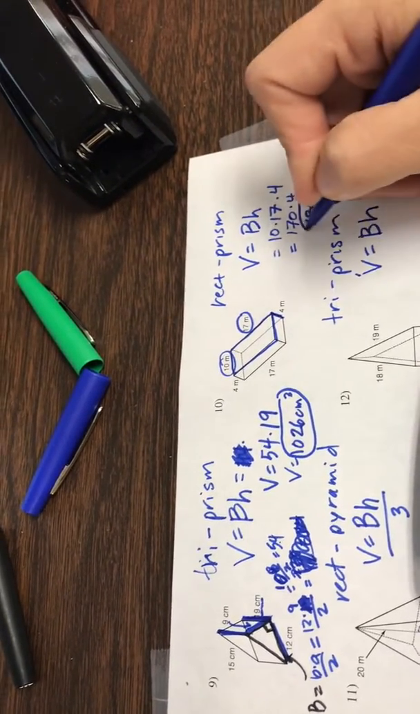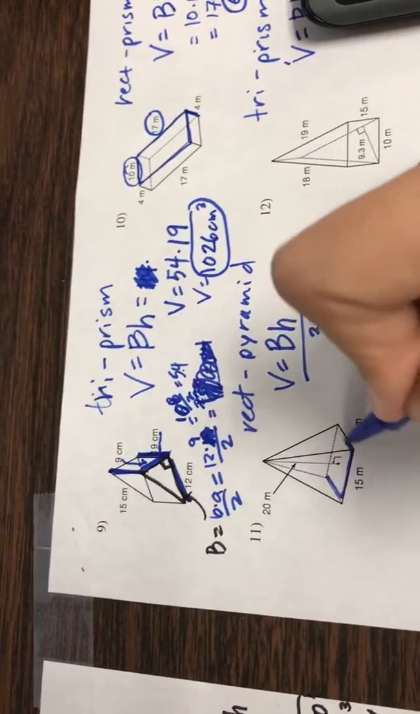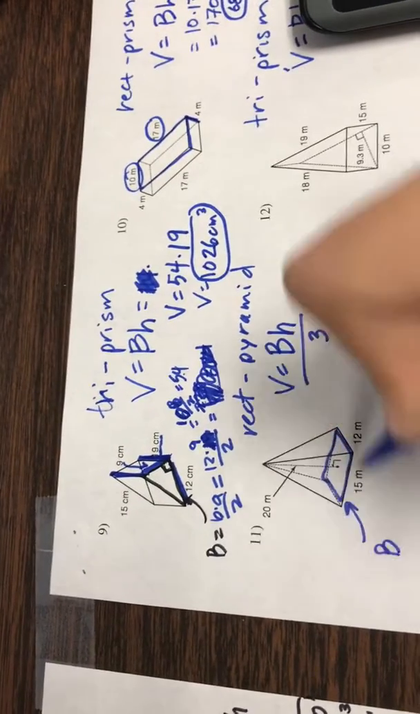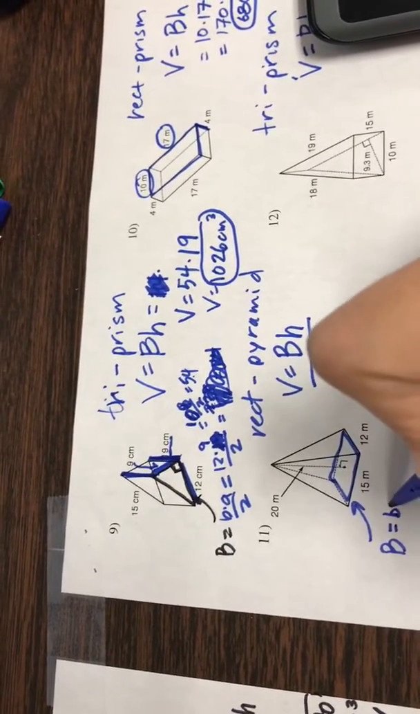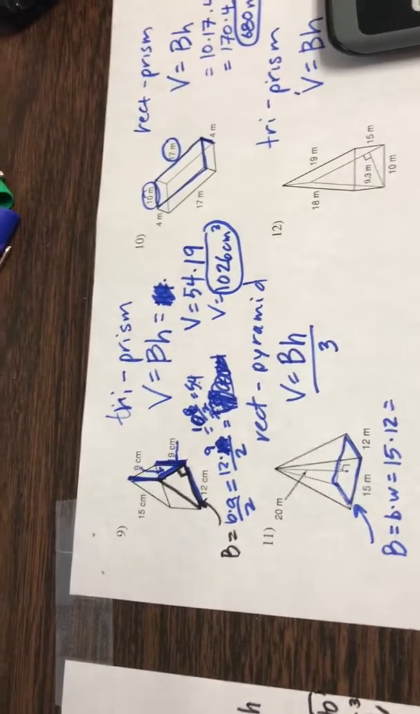680 meters cubed. Awesome. Now going to question 11. The area of my base is right here. So my base is a rectangle. So rectangle is just base times width. So it's 15 by 12.